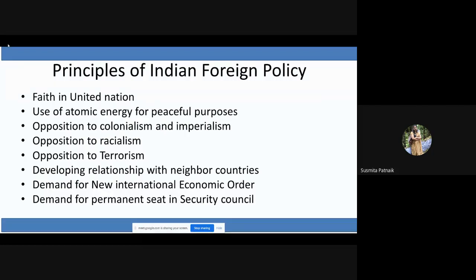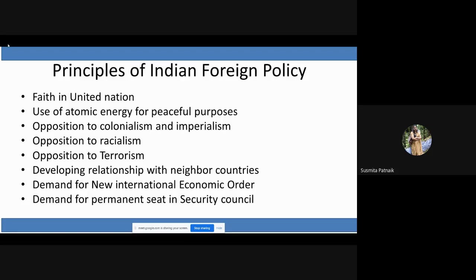The next point is the use of atomic energy only for peaceful purposes. India has adopted the principle that it should not use atomic energy for any type of war or aggression, but should use its atomic energy only for peaceful purposes.